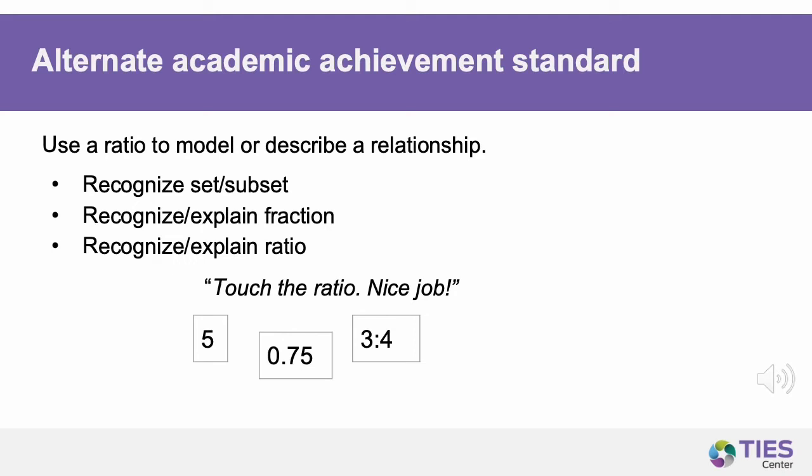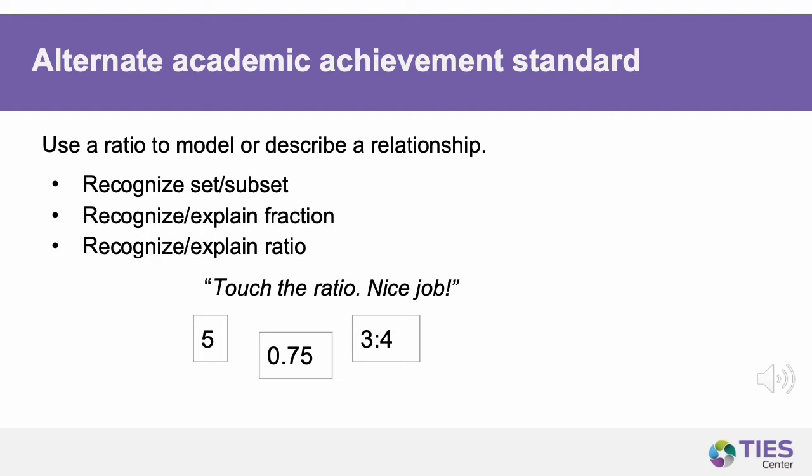The example math problem has three boxes that contain different numbers and notations. The first box has the number 5, the second box has the number 0.75, and the third box has the ratio of 3 to 4. The problem directions say, touch the ratio, nice job. And given this alternate academic achievement standard, an educator may simply ask a student with a significant cognitive disability to identify from these three numbers which is a ratio.